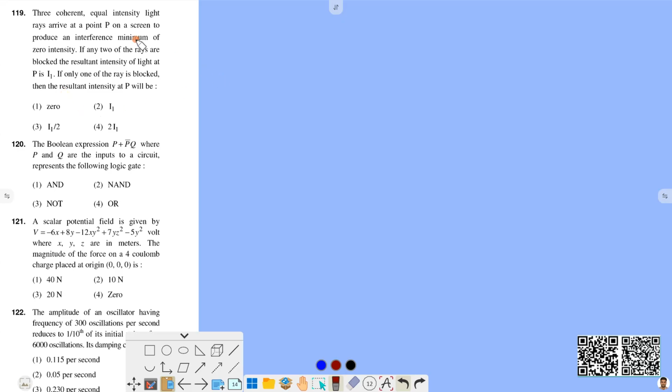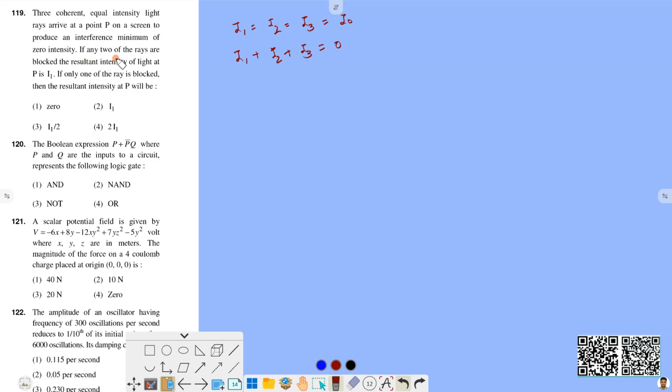As mentioned, we have three coherent sources of equal intensity. So I1 is equal to I2 is equal to I3, and that will be equal to some standard intensity, let us say I0. Now when they interfere, they produce minima. So we can say I1 plus I2 plus I3 is equal to 0. The resultant intensity is 0.